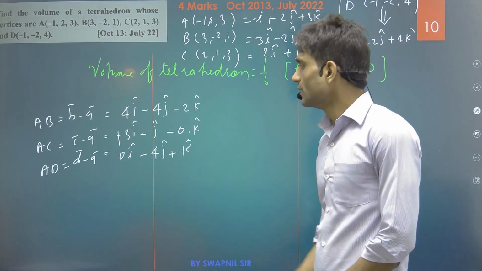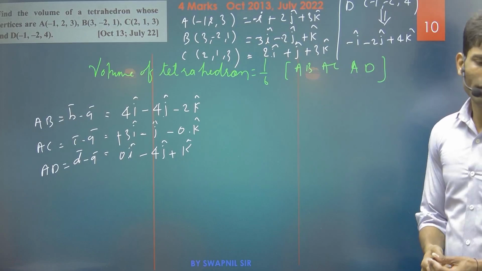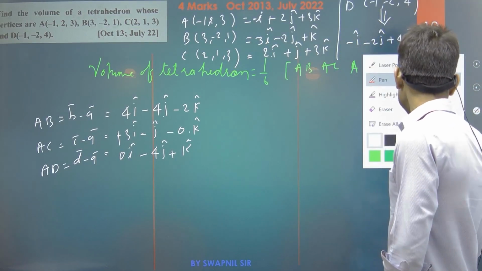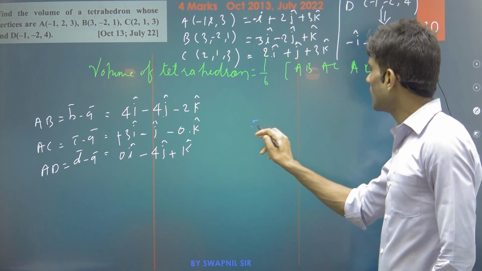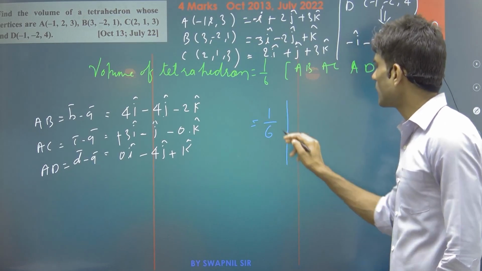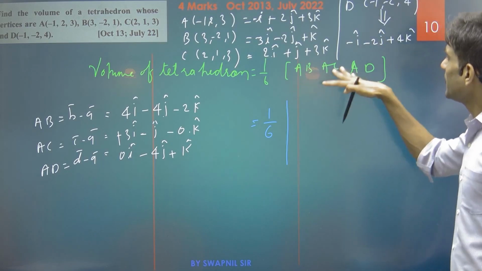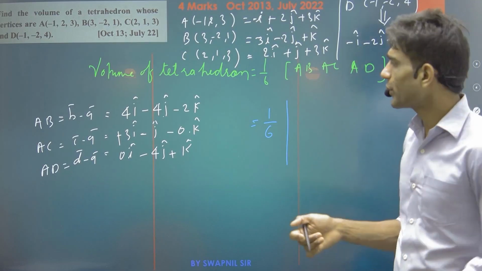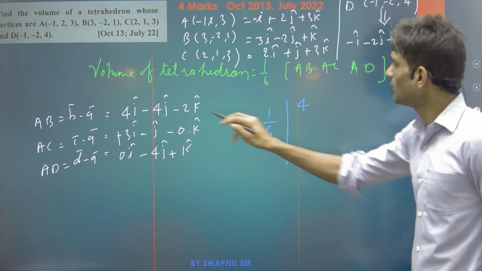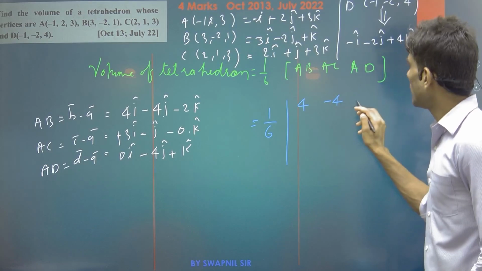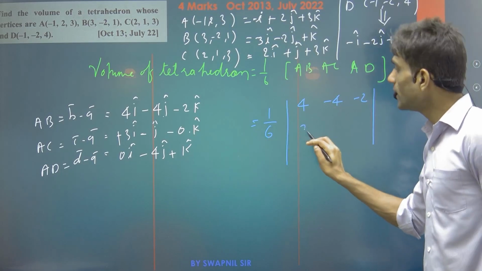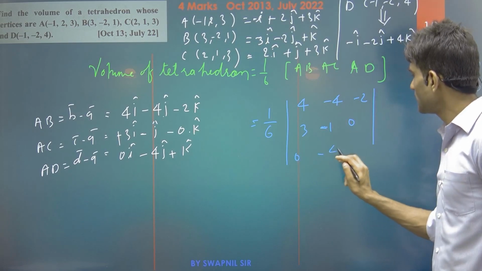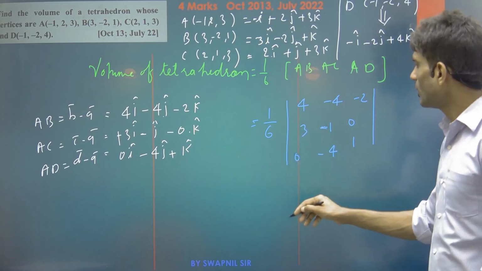So using all these vectors AB, AC and AD, we have to define the 3 by 3 determinant. See carefully how I define the value of our determinant. 1 by 6 we keep as it is. AB, AC, AD can be written as AB dot AC cross AD. Whenever we have dot and cross product, we take the coefficients: 4, minus 4 and minus 2; 3, minus 1, 0; and third 0, minus 4 and 1. So we have to find the value of this determinant.